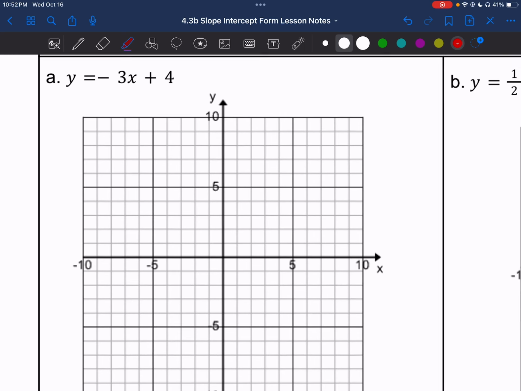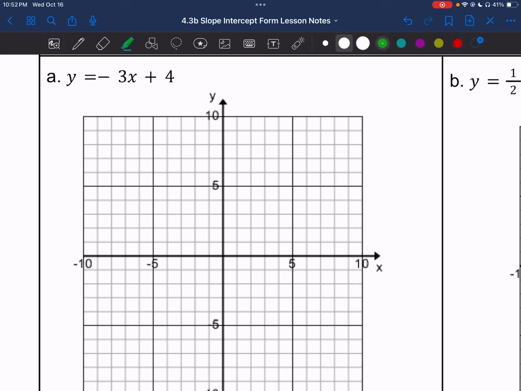So let's look at letter A. We're going to graph this function, and previously we used a whole data table where you had to find 5 points, and then you were able to graph it from there. Now, the advantage of using slope-intercept form is that you are given a y-intercept, a place to start from, your starting point, and you are given a slope. So that's going to be what you are going to change by from one step to the next. And so first, we just need to identify what are these two pieces of information in our equation.